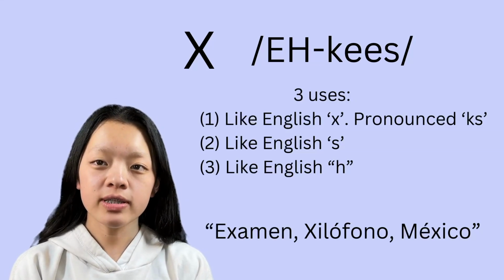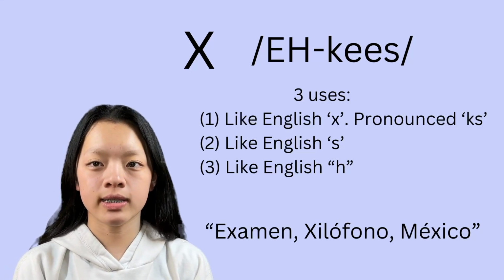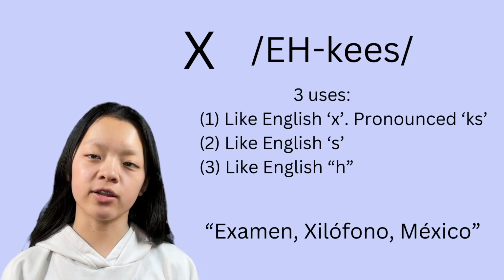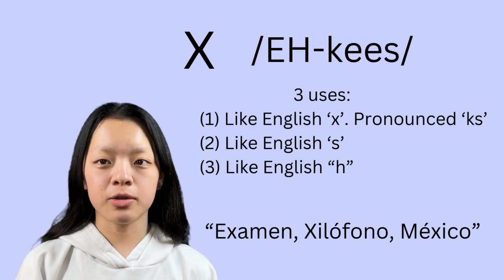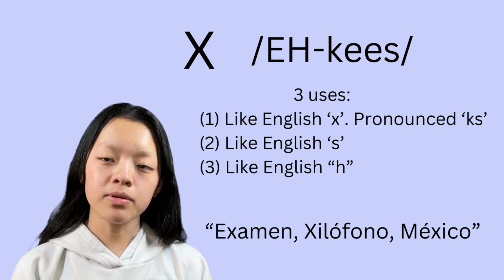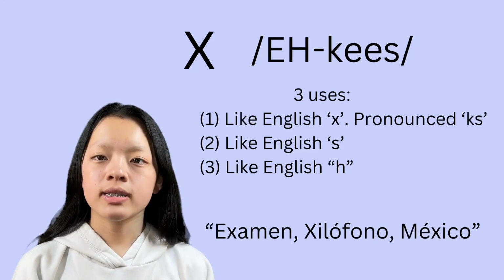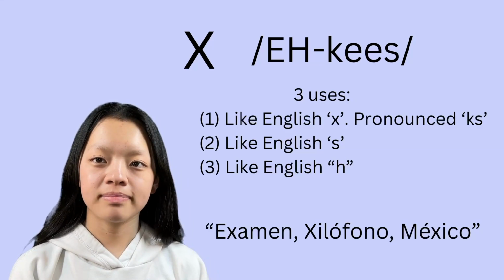The English letter X is X in Spanish, and when used in words, it has three uses. The first is like the English X, pronounced X. The second is like the English S, pronounced S. And the final one is like the English H, pronounced H. Some examples are examen, xilófono, Mexico.